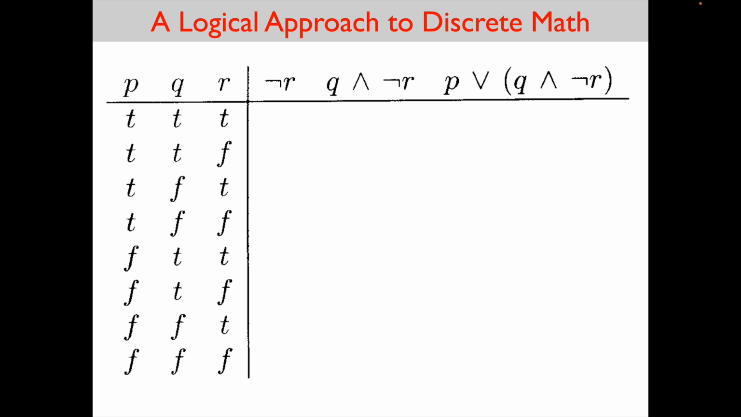Okay, so if there are three variables, P, Q, and R, then there are 8 possible states. P, Q, and R can either be true, true, true; true, true, false; true, false, true; true, false, false; false, true, true; false, true, false; false, false, true; or false, false, false.